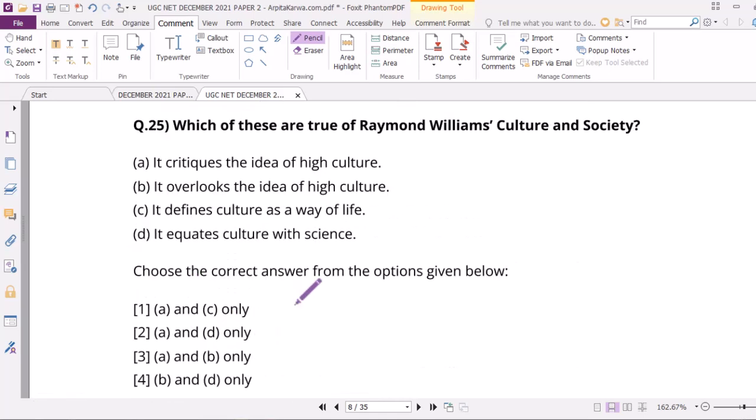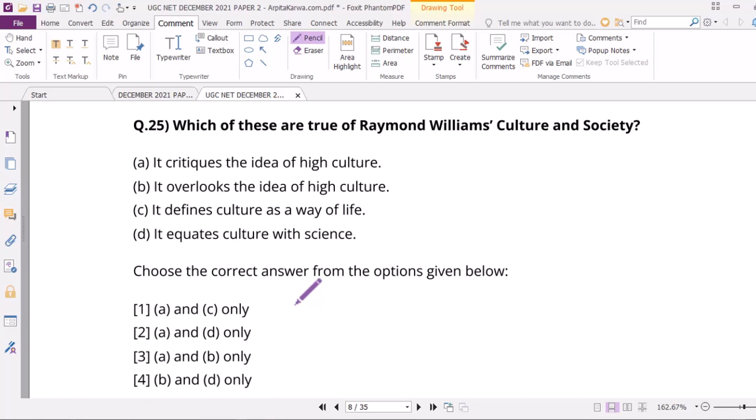नाउ अगेन कल्चरल स्टडीज की जब हम बात करते हैं तो उसमें रेमंड विलियम्स का कल्चर एंड सोसाइटी एक सेमिनल वर्क माना जाता है, and this is something that one should definitely know about when they are preparing for the paper. So if you have even the basic knowledge about culture and society, you would know कि विलियम्स वहाँ पर critique करते हैं the idea of high culture, वो overlook definitely नहीं करते हैं, तो B is eliminated for sure, and therefore 3 and 4 जो options हैं वो वैसे eliminate हो जाते हैं क्योंकि वहाँ पर B आता है.